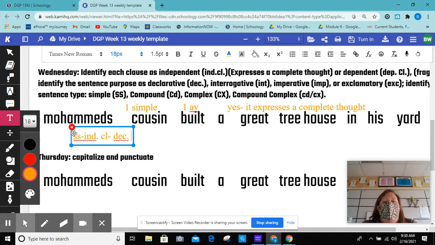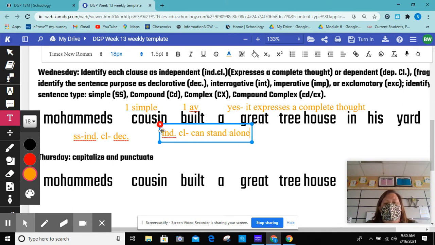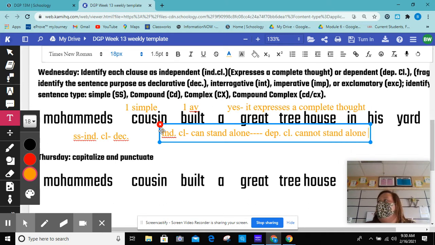Now, an independent clause can or cannot stand alone. Independent clause can stand alone. What type of clause cannot stand alone? All right, a dependent clause cannot stand alone. A dependent clause would be what we call a fragment.